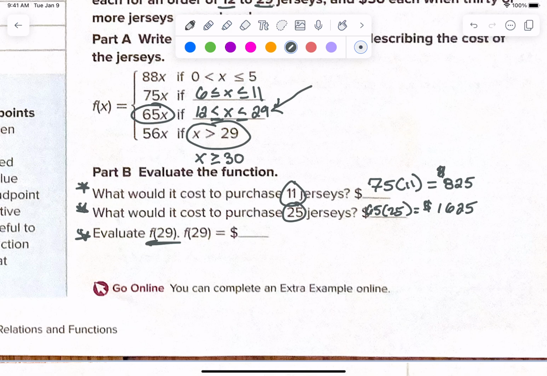I don't know. So we would take 29 times 65. We're at the $65 mark. What's that going to be? 1,885. That's not good marketing, because then you could just order 30 shirts. We should just order 30 because that would probably be less expensive than ordering 29, right? It'd probably be cheaper. We'd have to crunch the numbers. So that's how we evaluate those.